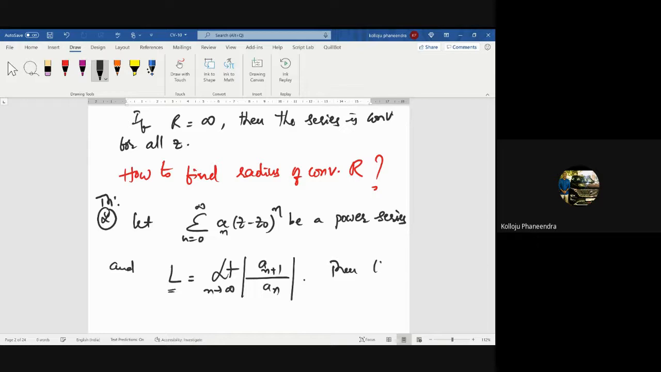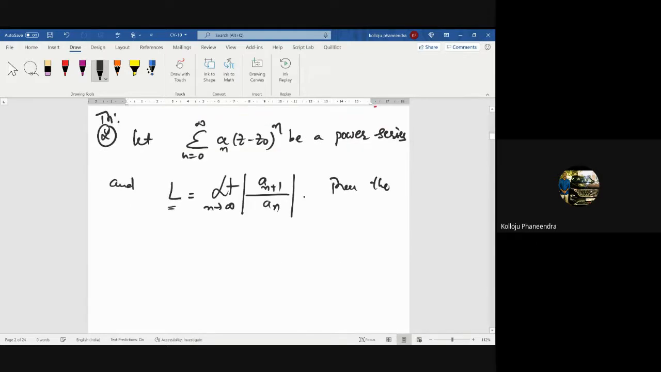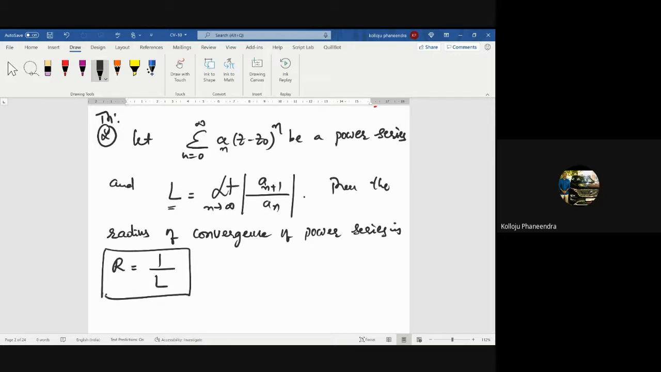Then the radius of convergence of the power series is R equal to 1 by L. If we calculate an by an plus 1, then directly R equal to L. Now we have taken limit n tends to infinity an plus 1 by an, so the radius of convergence is R equal to 1 by L.